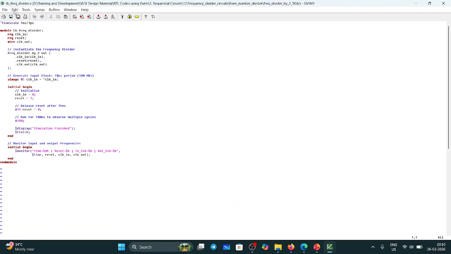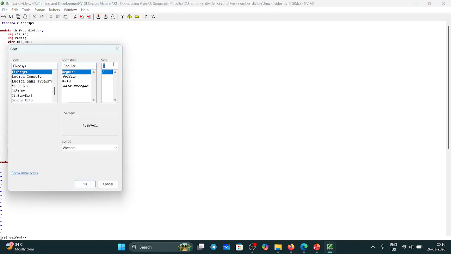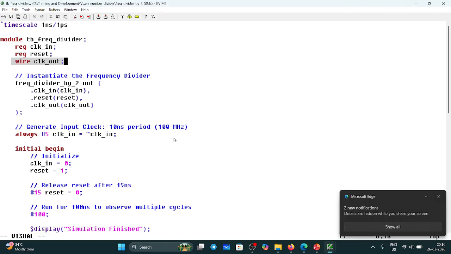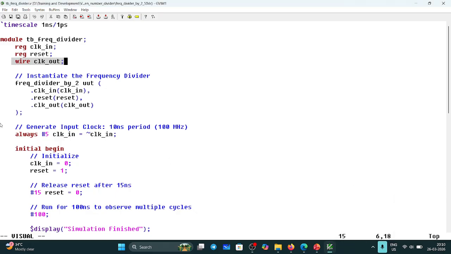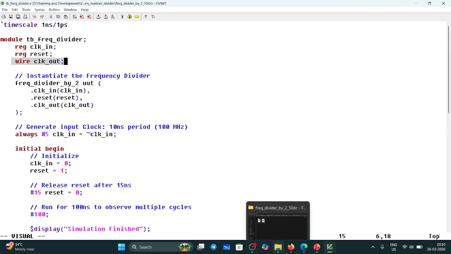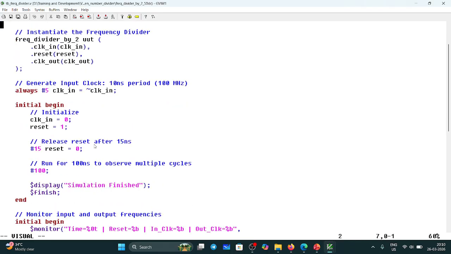Test bench is the same. Like five steps we need to follow. First, we need to declare the internal variables: clock_in and reset with reg data type, and clock_out with wire data type. You need to instantiate your design in the test bench, connection by name. Then generate the clock. So always #5 clock equal to not of clock. Clock_in equal to 0.